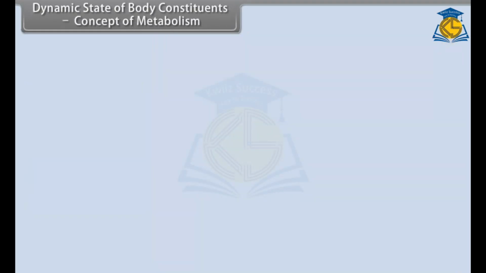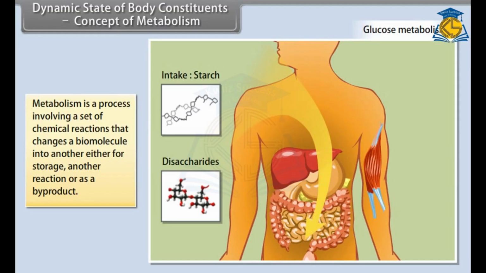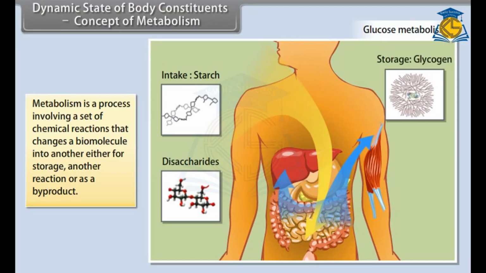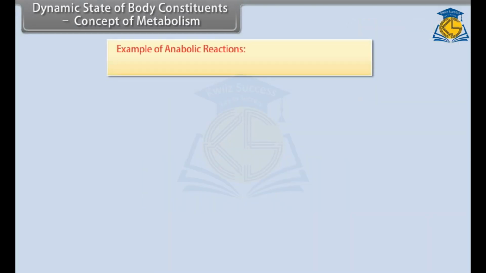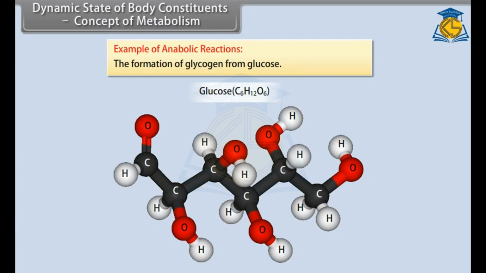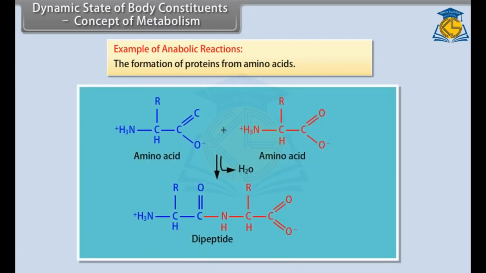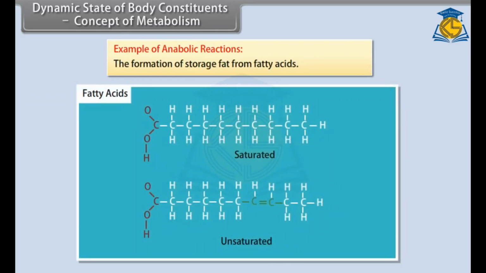Dynamic state of body constituents. Concept of metabolism. Metabolism is a process involving a set of chemical reactions that changes a biomolecule into another, either for storage, another reaction, or as a byproduct. Examples of anabolic reactions: the formation of glycogen from glucose, the formation of proteins from amino acids, the formation of storage fat from fatty acids.